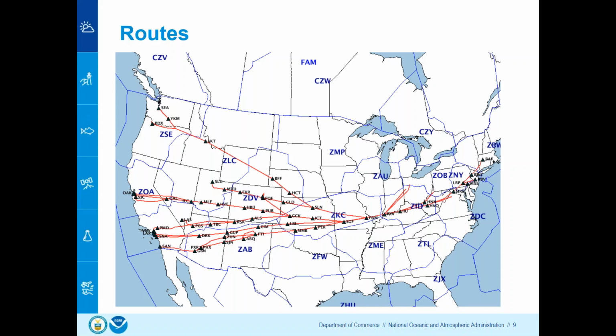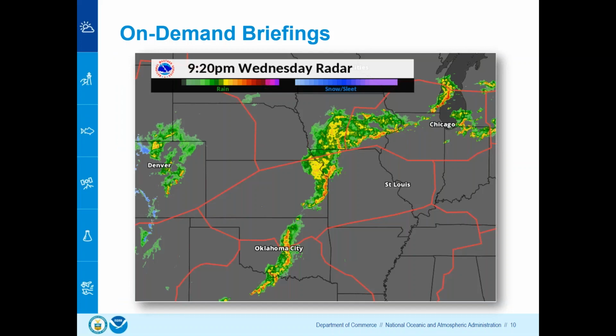Next slide. So why is that important? Things like this happen. So this is an example of an on-demand briefing we would have to give. You can see we have thunderstorms all the way down from Texas through Oklahoma, through the middle of Kansas City Center and back up to the north. And airplanes and thunderstorms do not mix.